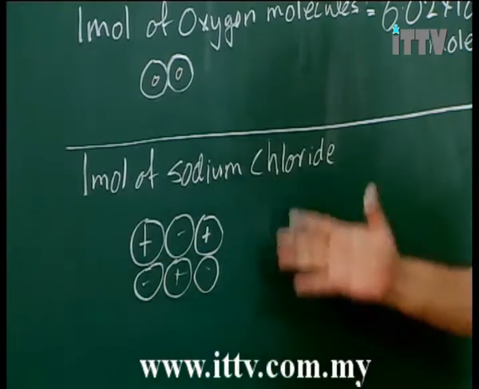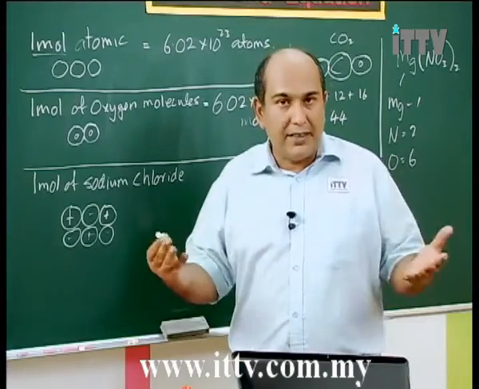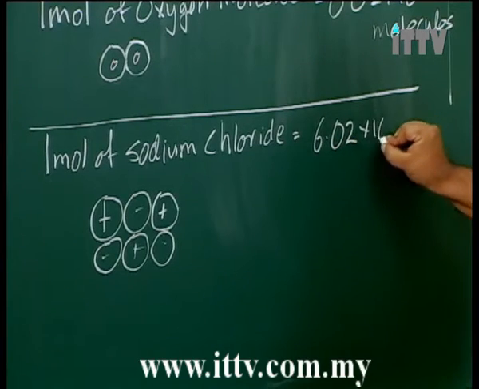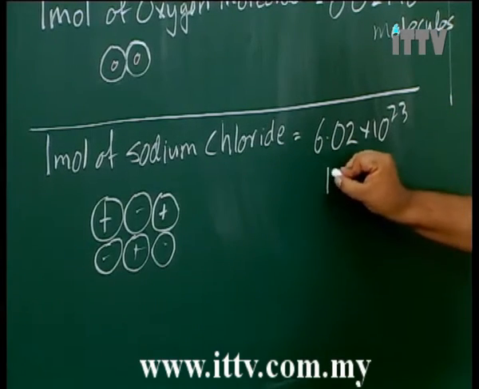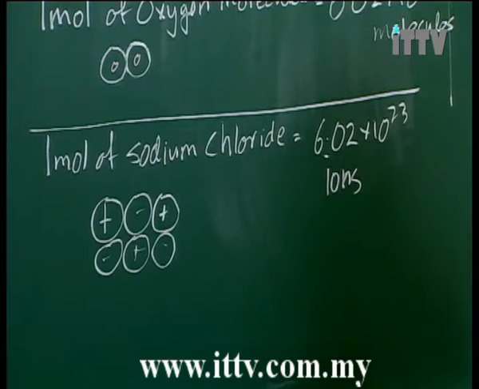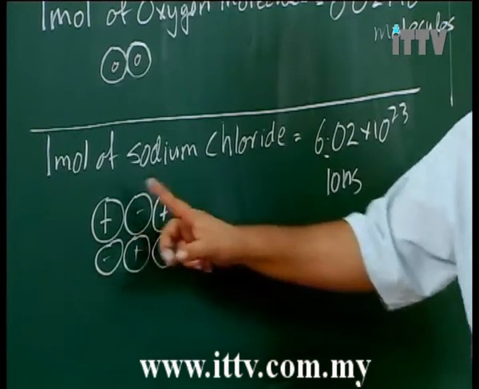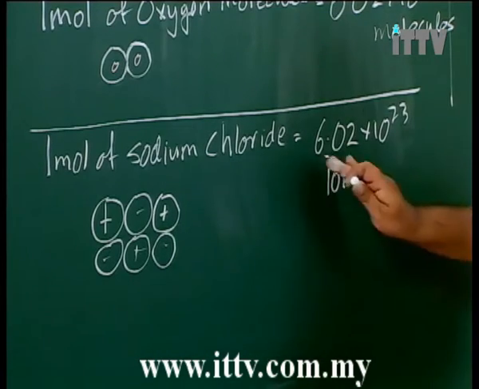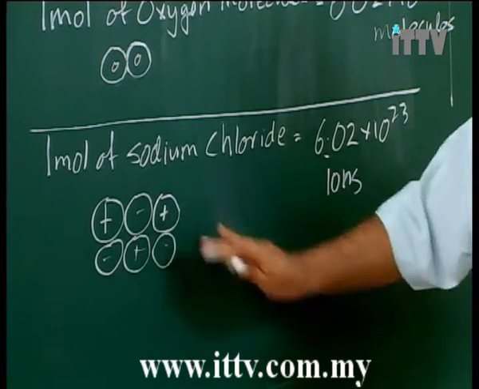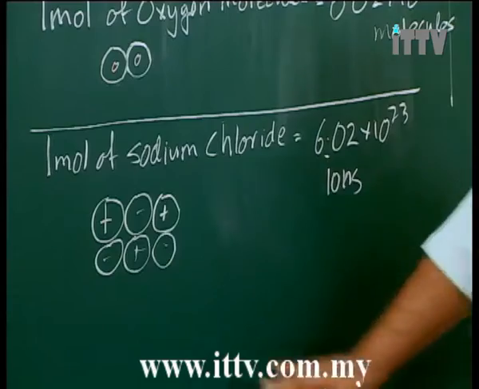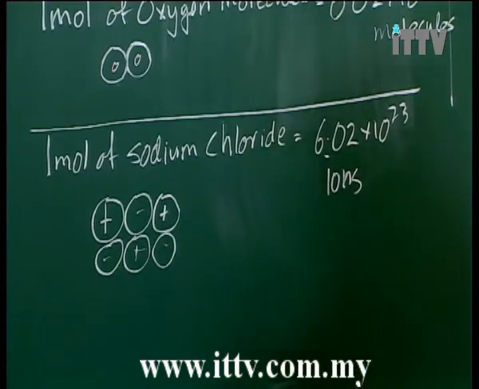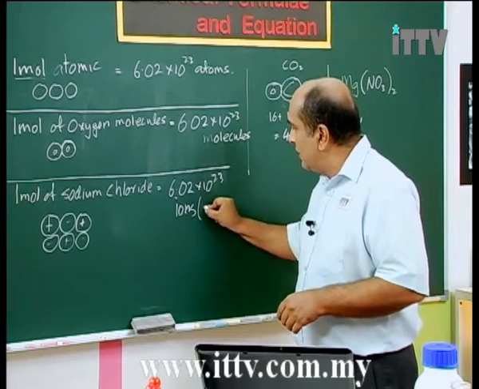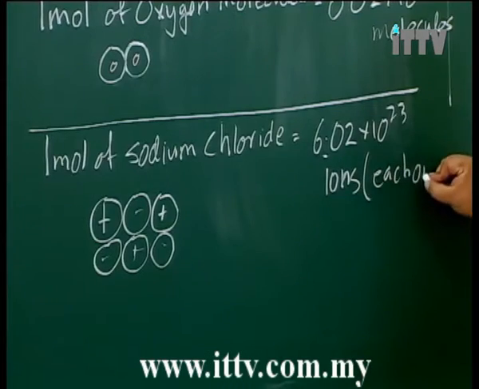Well, how much of this am I going to have? I must have, correct, 6.02 times 10 to the power 23 ions. That means I've got 6 times 10 to the power 23 of these ions inside here, of each. I've got 6 times 10 to the power 23 of sodium, and I've got 6 times 10 to the power 23 of the chloride for each of them. So let's make a note of that. 6 times 10 to the power 23 ions, each one.